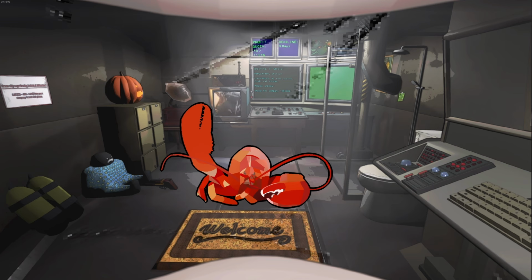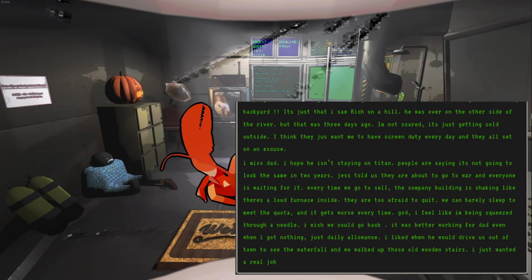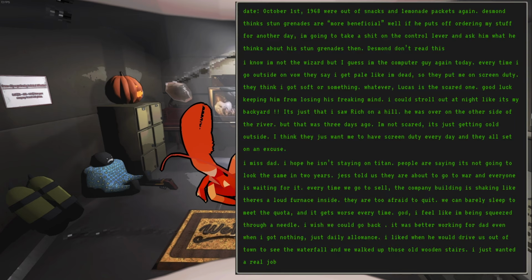But that's enough for that small announcement, let's get into the theory. So, in Lethal Company, in one of the logs, in the real job entry, Jess mentions that there was going to be a war on Titan, as Sigurd's father was living there. And Sigurd was worried about his father's life, and hoped that his father wasn't staying on Titan, as everyone was anticipating for this war to happen.